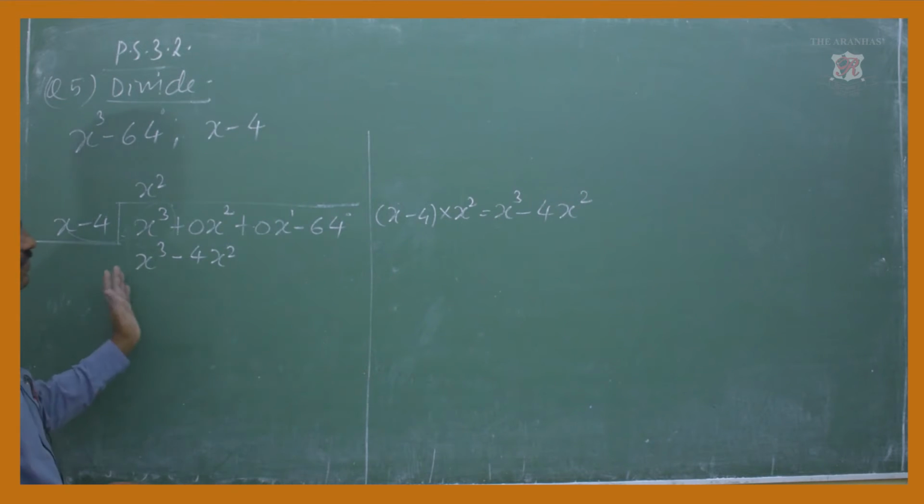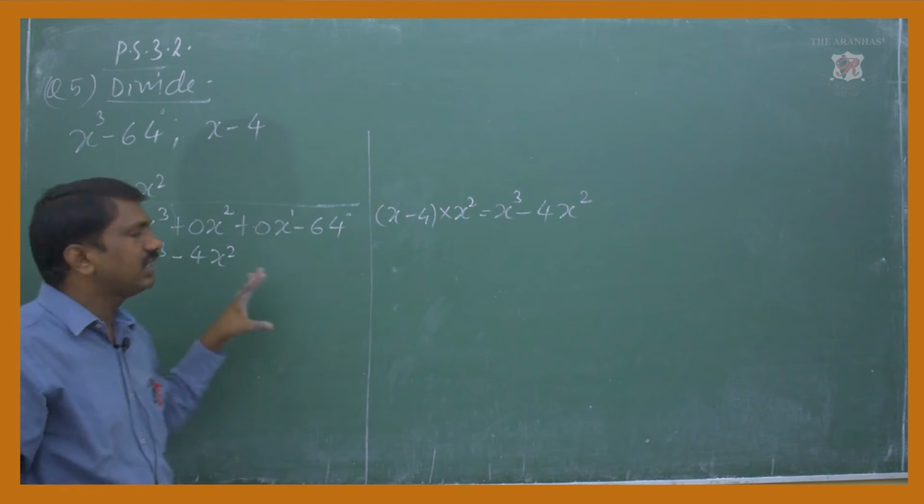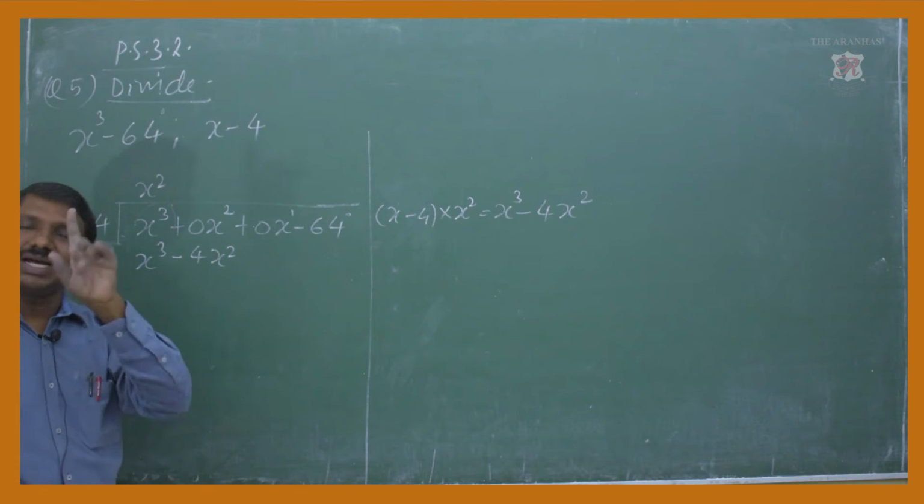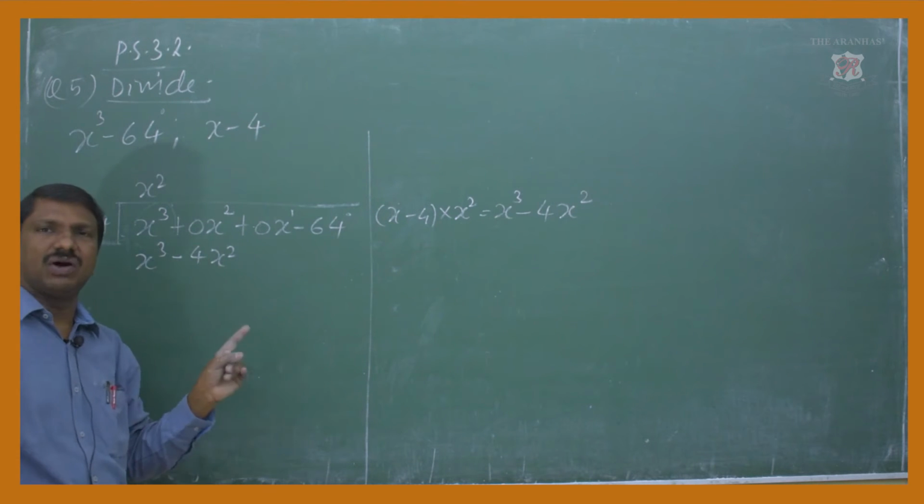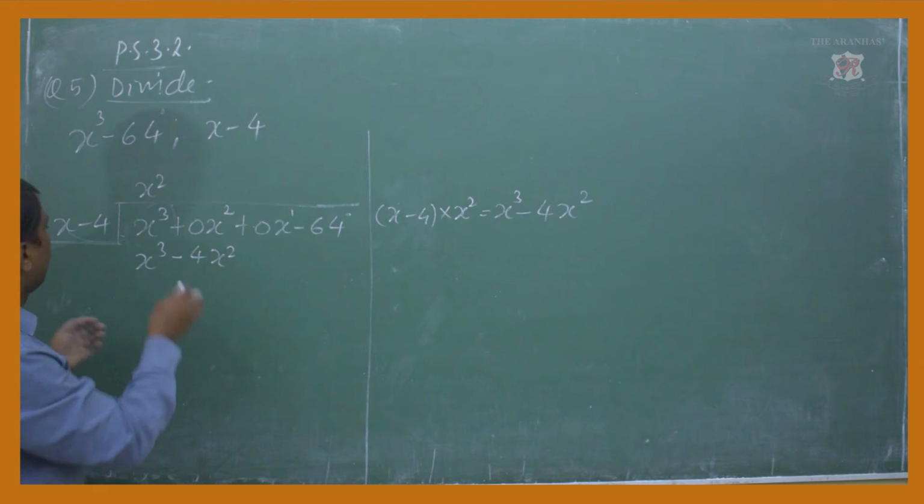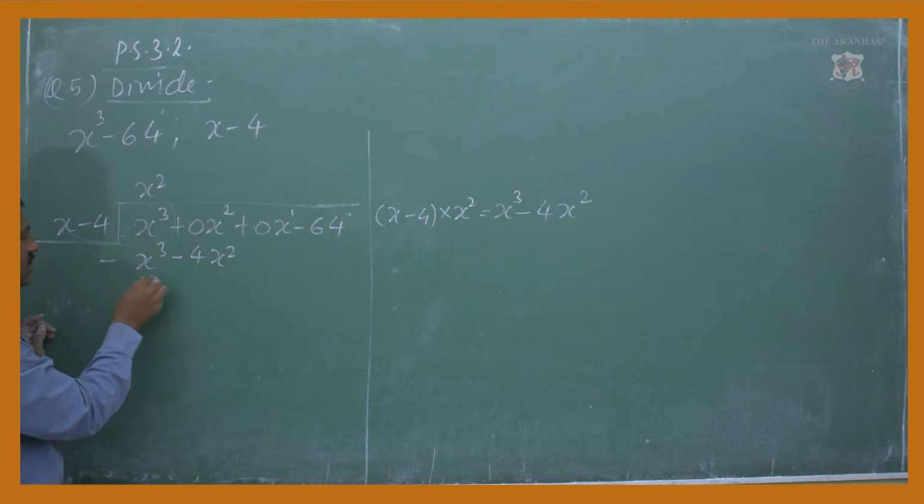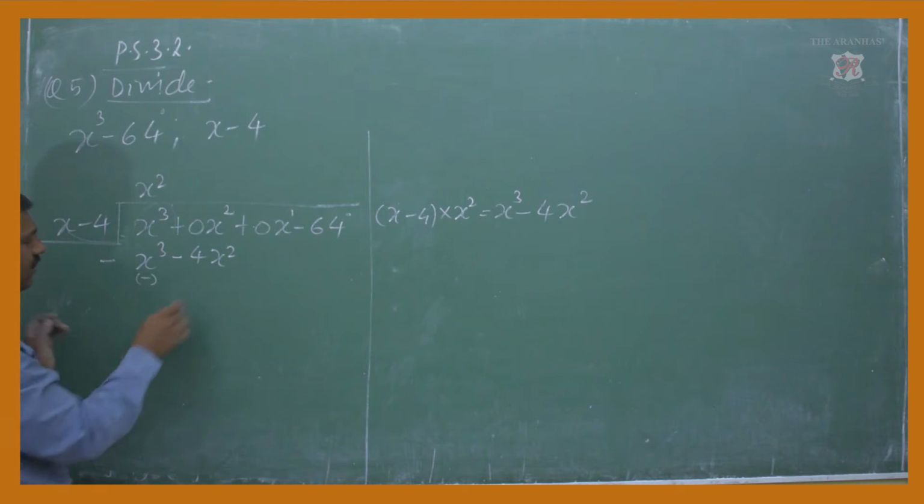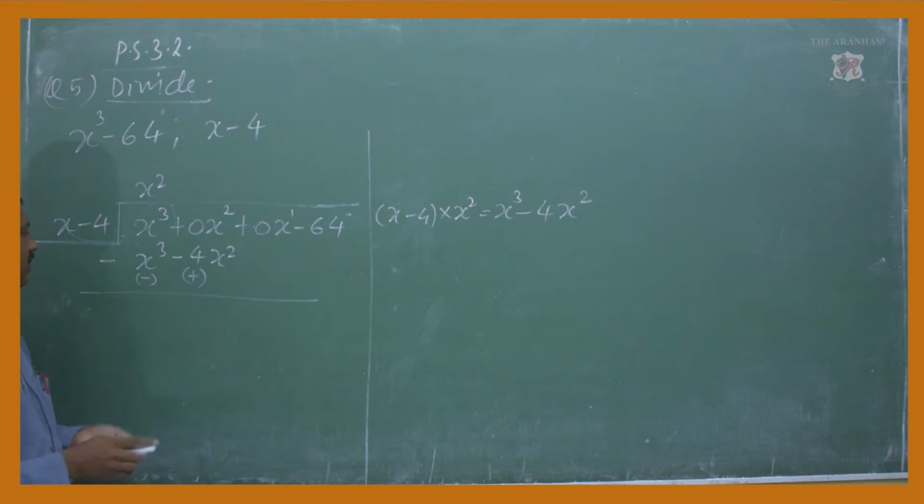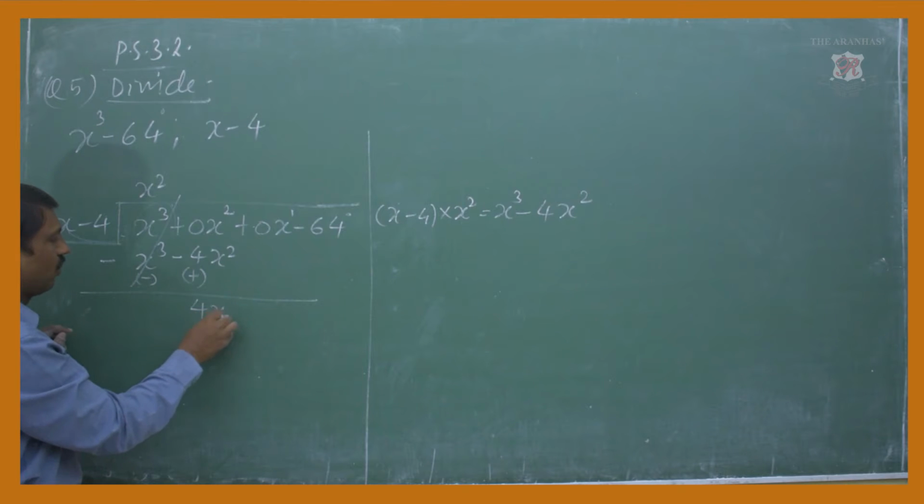Important thing is, after getting this you have to arrange according to the like terms. So that is why we made the standard form of the given polynomial. Now the minus sign will become, and the signs are going to change. The first term is positive, it will turn into negative. The second term is negative, it will turn into positive. Then line up and simplify. Let us see now, plus x cube minus x cube will be cancelled. This is plus 0 and plus 4, so it is plus 4x square.